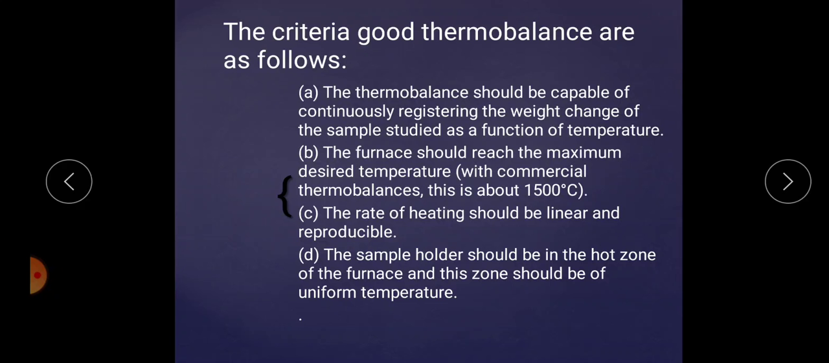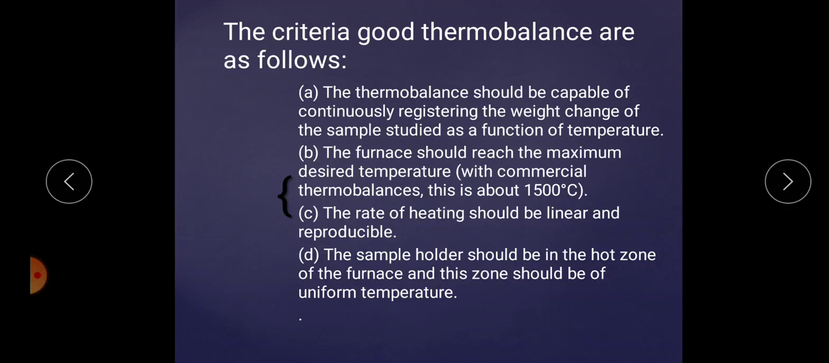The third point is that the rate of heating should be linear and reproducible. The rate of heating should be linear, means a continuous temperature is supplied in a proper setup. For example, if you give a temperature up to 5 degrees Celsius, then you give 10 degrees Celsius, then 15 degrees Celsius. So the temperature range is linear and reproducible. This is also the third point that marks a good quality thermobalance.